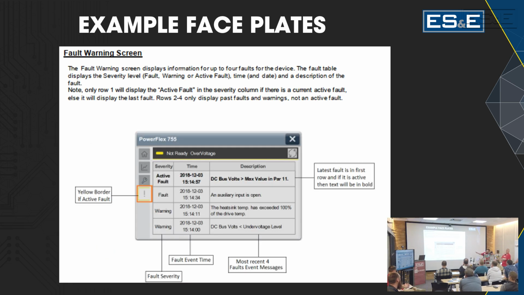You do have up to 4 faults at one time. It will show you the time, the severity, and then it will bold it if it's a current or active fault, and then it will give you up to the past 4 previous faults. So the latest fault is first in the row, and active is bold. And again, the description is there.